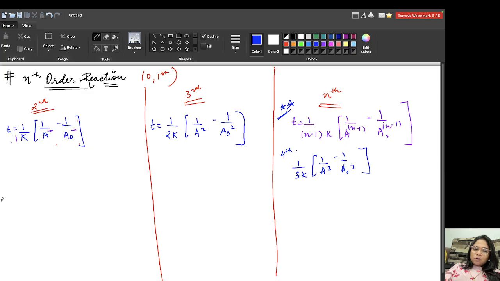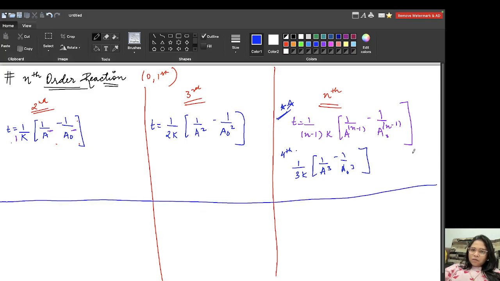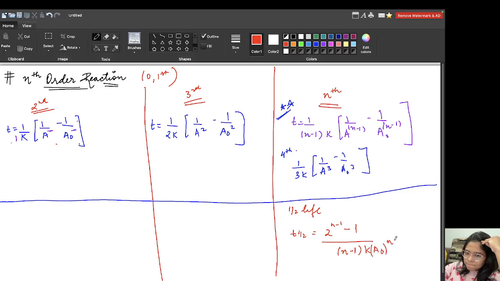Next is, how will you write for half-life? Half-life also has a formula. t half will be equal to 2 to the n minus 1 minus 1, upon n minus 1, k, a naught to the n minus 1. This thing is not too important, so if you want to write it down, you can, otherwise just leave it. Your t half for second order reaction is 1 upon k a naught. t half for third order reaction is 3 upon 2k a naught square.